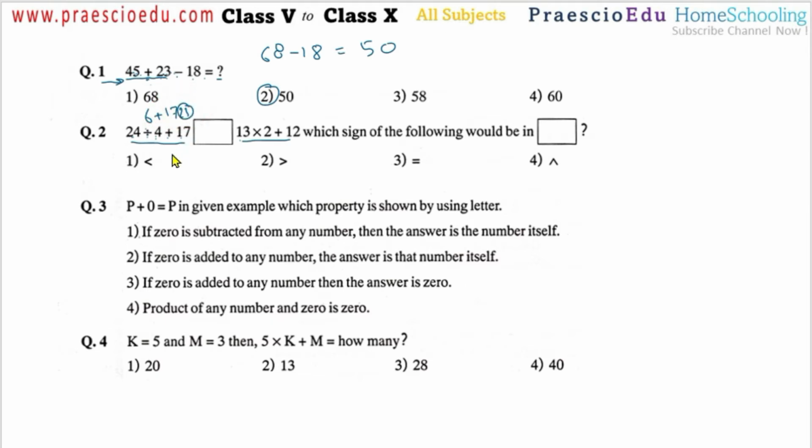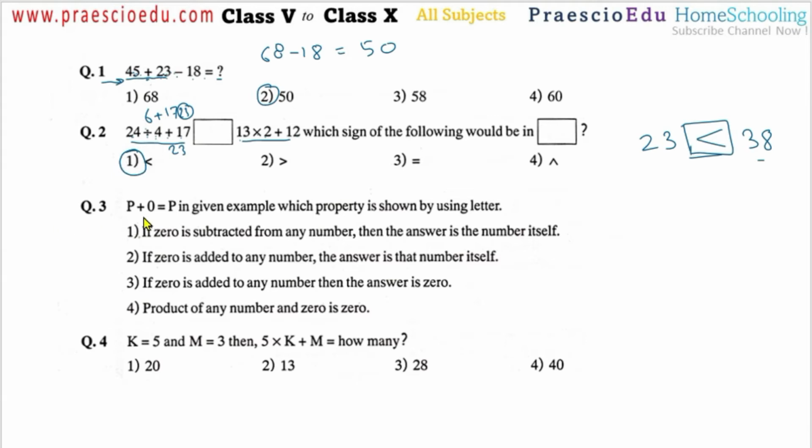So this is 23, and here the bracket. On the other side, multiplication has to be carried out first, so 13 multiplied by 2 is 26, and then plus 12, 26 plus 12 is 38. Now which number is greater? This number is greater, so we have to show it like this: 23 is less than 38. This is given in option number 1.